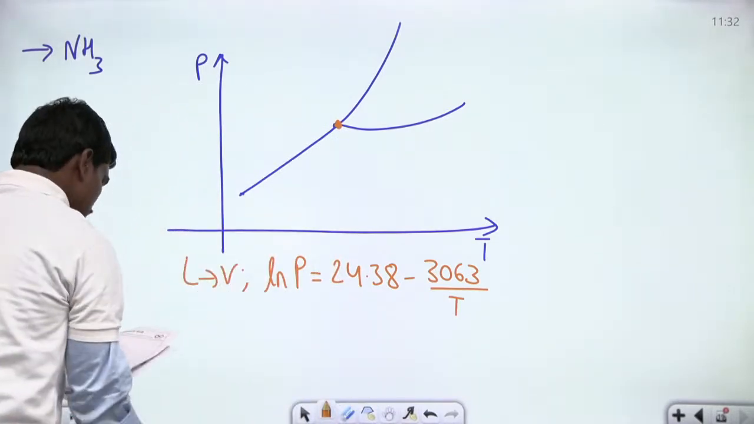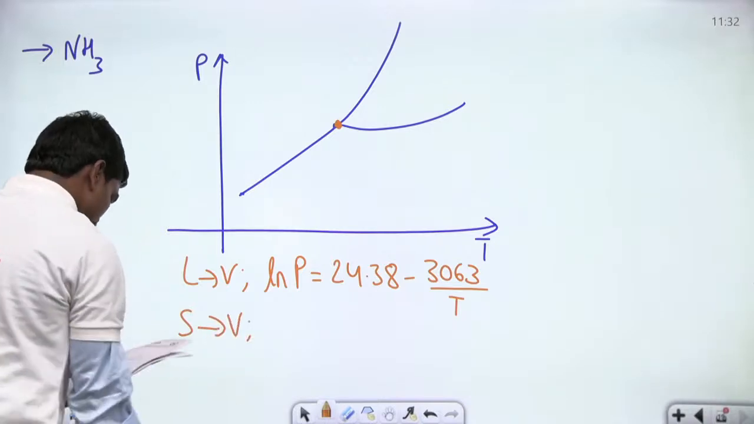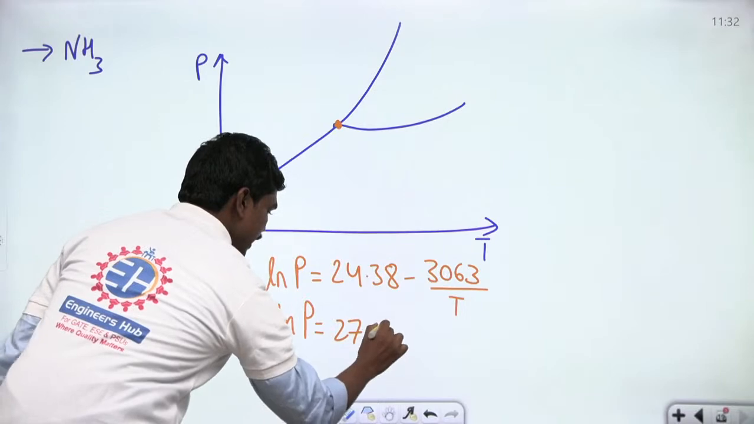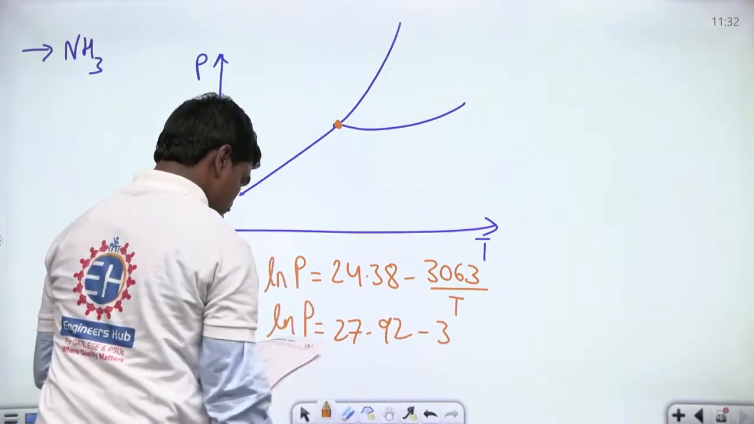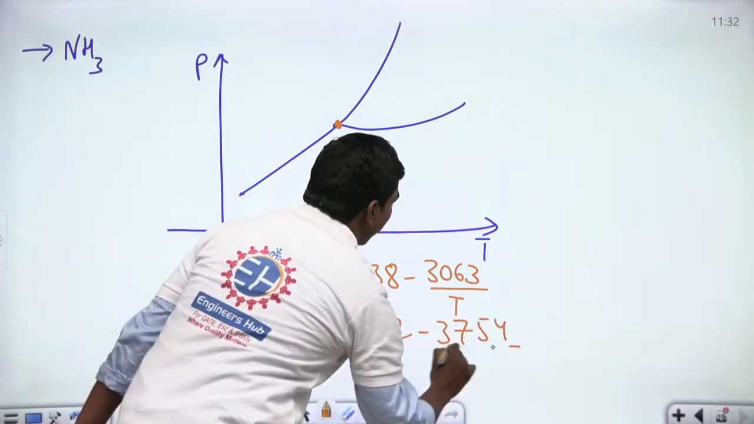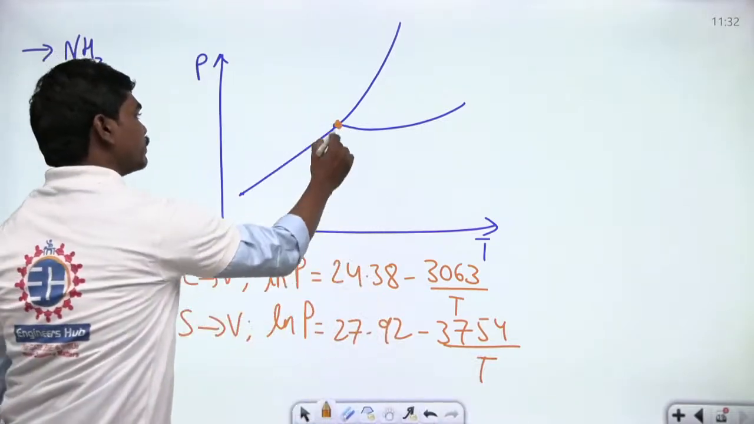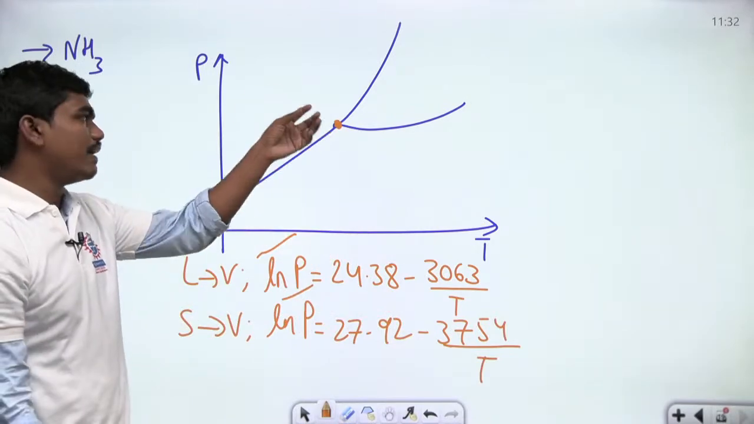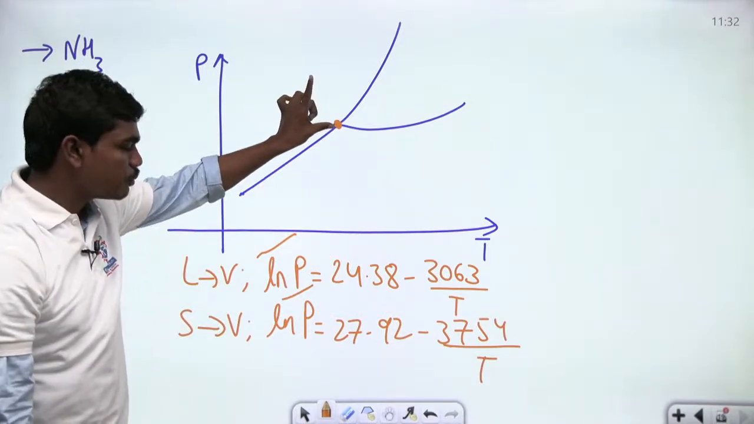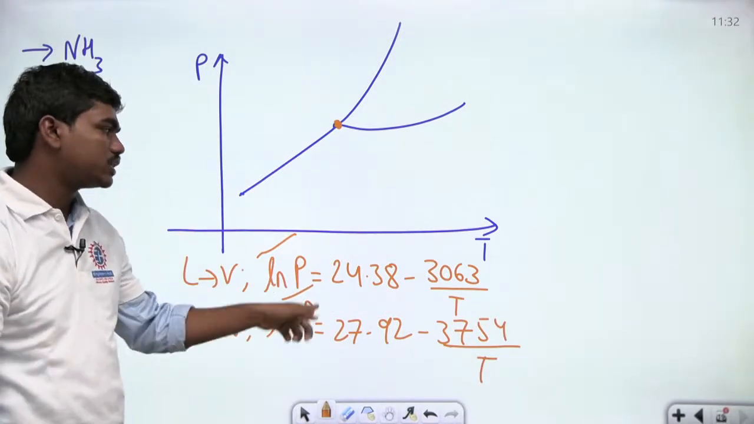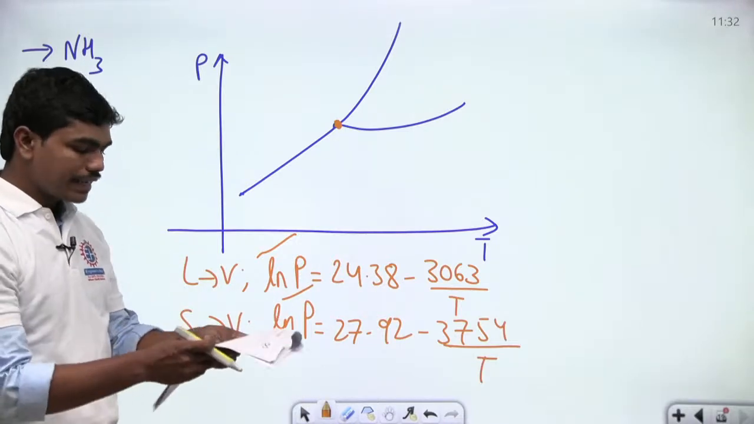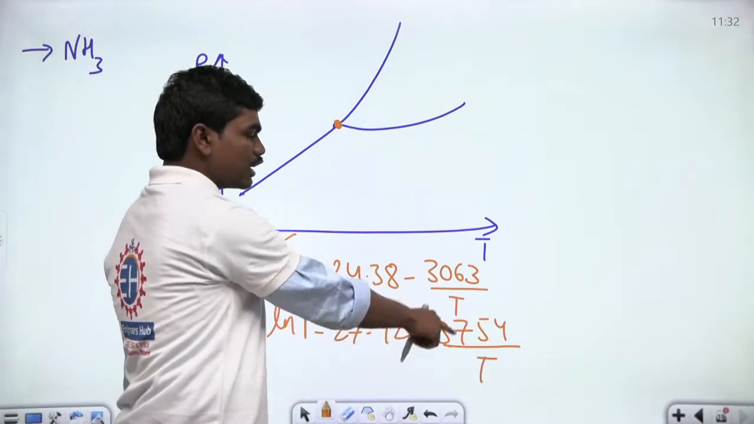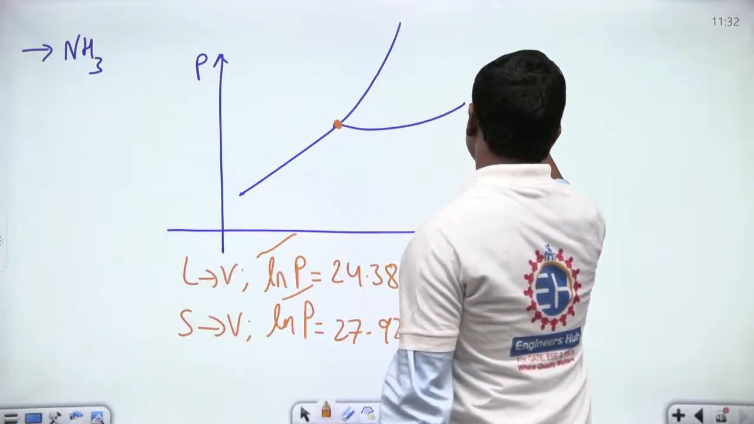Okay, and in the solid vapor region, this is also given as ln P is equal to 27.92 minus 3754 by T. So this is what we have. At the vicinity of the triple point, these both pressures are same, because triple points generally have fixed conditions. They are asking you for the temperature, so you can equate the right hand side of both these equations.